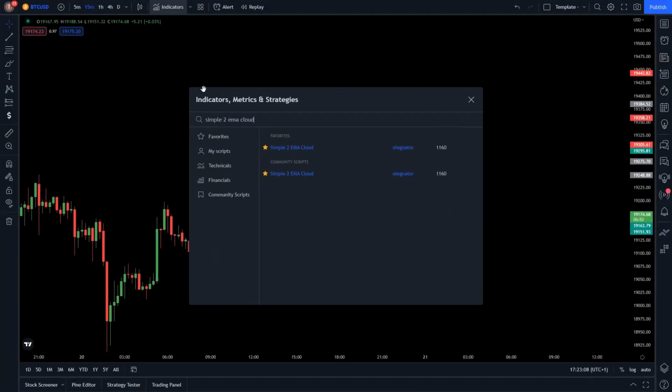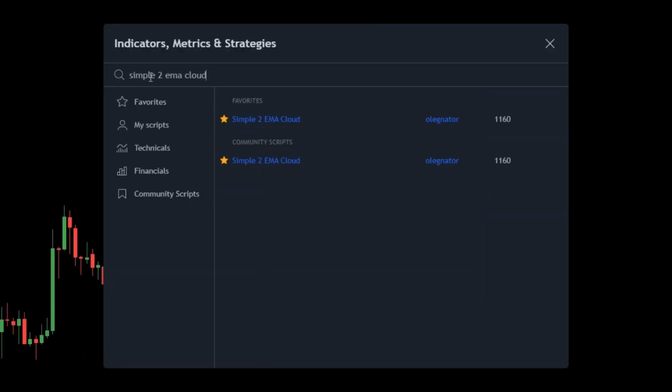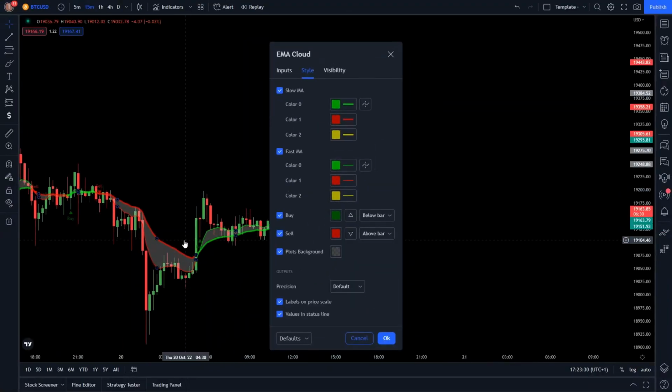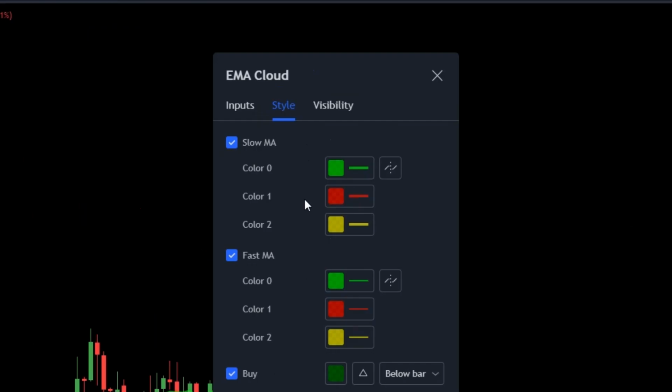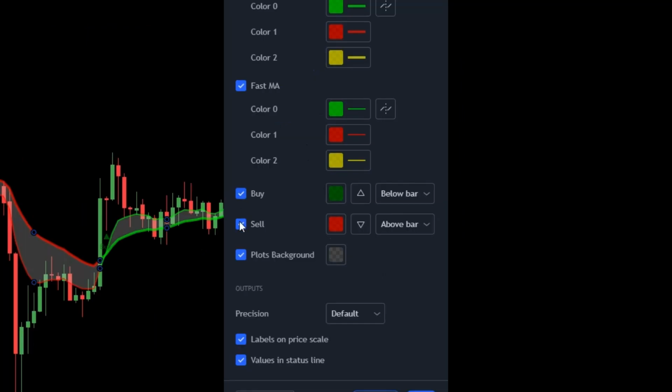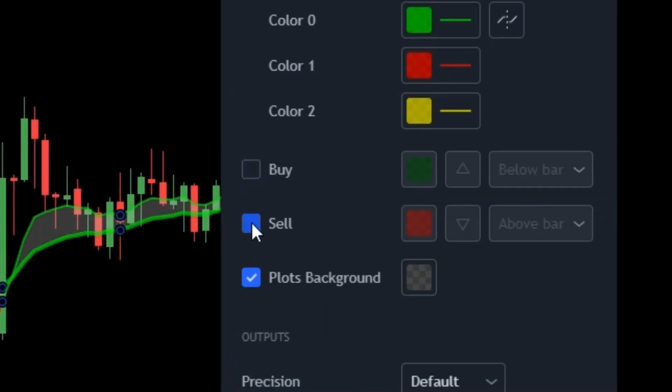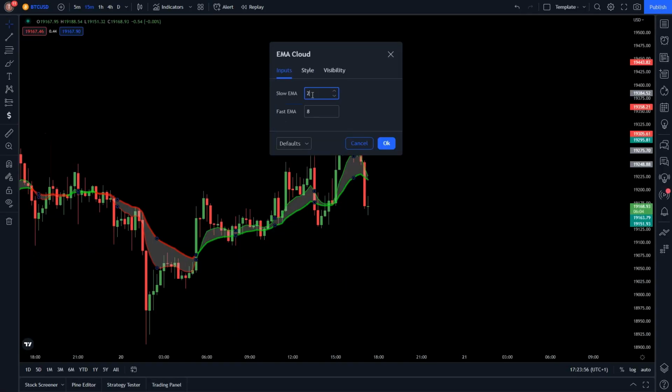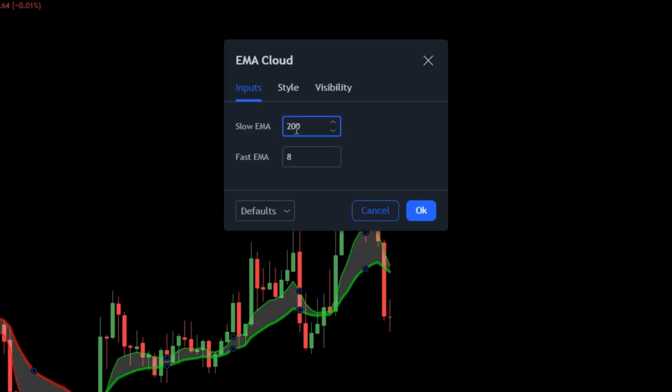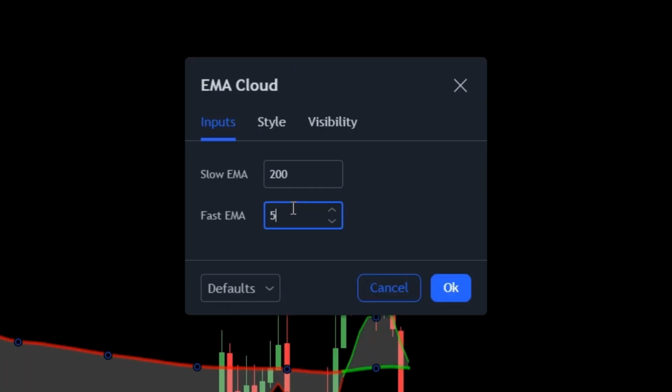So to start this off, we're going to need some moving averages to determine price trend. So we're going to type in simple 2 EMA Cloud, click that once, double click on the indicator to open its settings. On the style section, we're just going to remove these buy and sell labels right here, and then we're going to go to inputs. We're going to change the slow EMA to 200 and the fast EMA to 50.